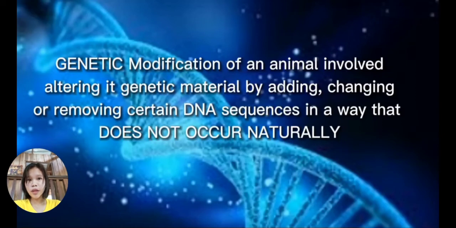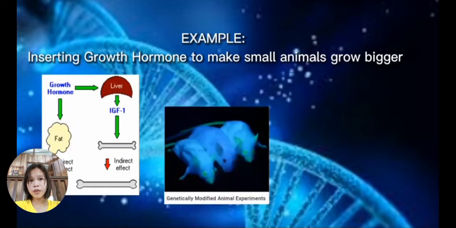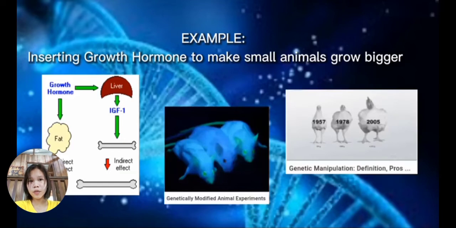Genetic modification of an animal involves altering its genetic material by adding, changing, or removing certain DNA sequences in a way that does not occur naturally. It aims to modify specific characteristics of an animal or introduce a new trait such as disease resistance or enhanced growth. Example, inserting growth hormone to make small animals grow bigger than they usually are.